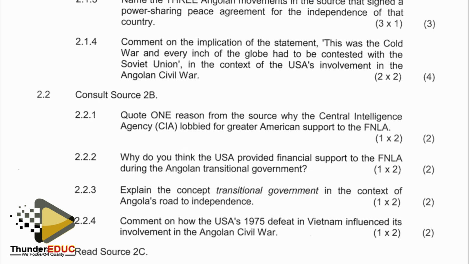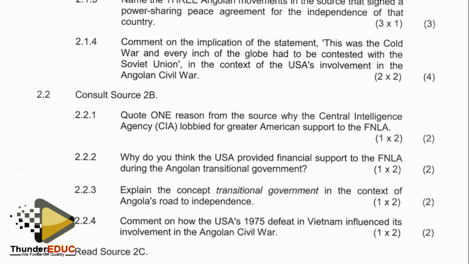Right, the reason might be that it would enable the FNLA to prepare fully for the elections that were to come. America, remember, wanted influence in Angola. So they wanted the FNLA to prepare for the elections. They were giving them support so that they would prepare for the coming election. And we can also argue that they wanted to assist the FNLA to get support during the transitional government.